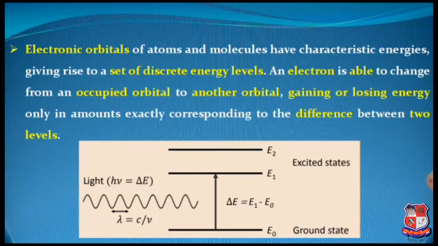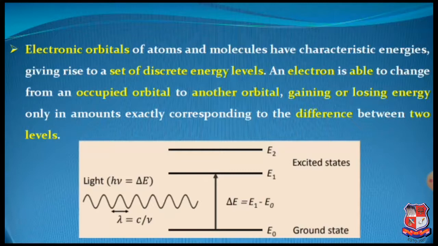An electron is able to change from an occupied orbital to another orbital in two ways, that is by gaining energy or by losing energy, only in amounts exactly corresponding to the difference between two energy levels, which is known as the energy gap. From this figure we can see the ground state energy E0 and the first excited state energy E1. The band gap or the energy difference between these two energy states is delta E, that is E1 minus E0, which is exactly equal to the light energy or photon energy h nu.